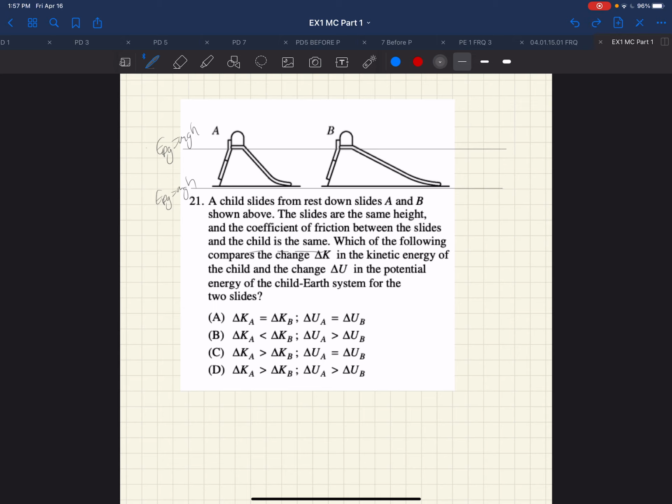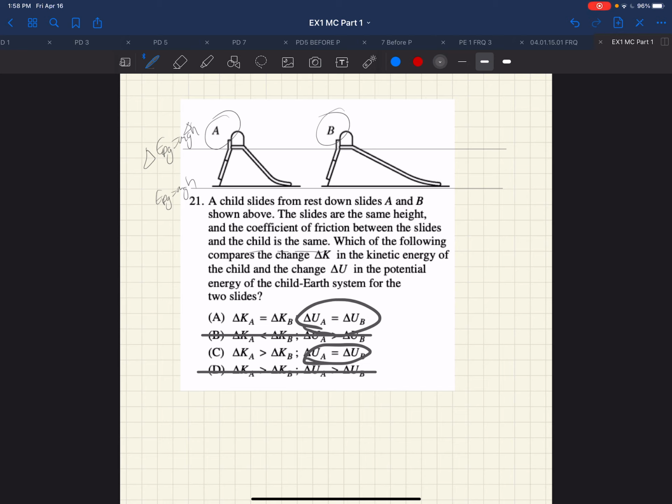And the change in potential energy is going to be due to the change in height, which is the same in both cases. So what we know is the gravitational potential energy at A and at B are equal to each other, which means it could be this choice or it could be this choice, and it completely excludes these two.